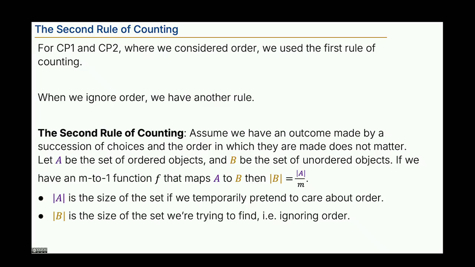If we have an m-to-1 function f that maps A to B, then the size of the set B is just the size of the set A divided by m. So in other words, when I put A between bars like that, that's the size of the set where we're temporarily pretending to care about the order. And then what we actually want is the size of the set, ignoring order.